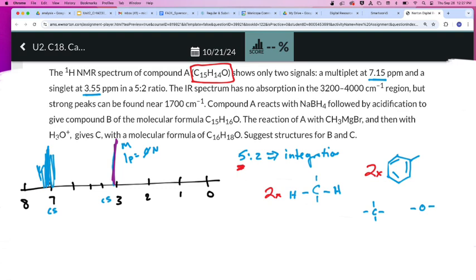but that's where I could then continue on and say the IR spectrum has no absorption in the 3200 to 4,000 range, which is telling me what? There's no OH. Okay, this tells me that I have no OH. Did I already know that? Yeah. The HNMR analysis told me that I've already accounted for my hydrogens. I can't drop a hydrogen on the oxygen anyway. So I've got internal confirmation. That's good. And I've got strong peaks found at 1700.